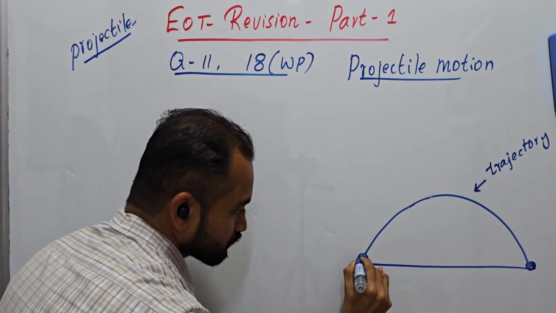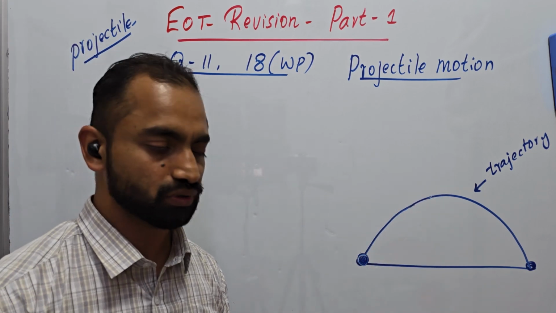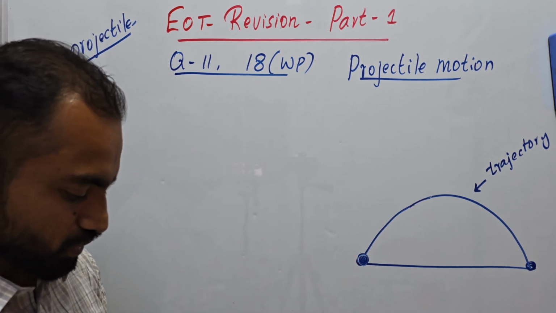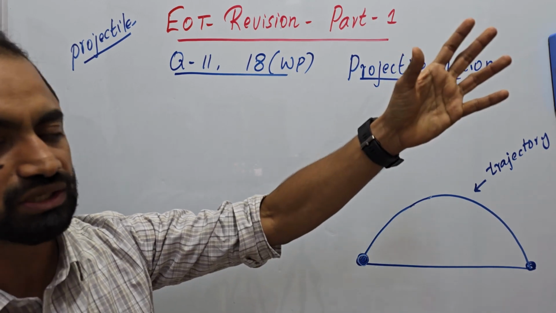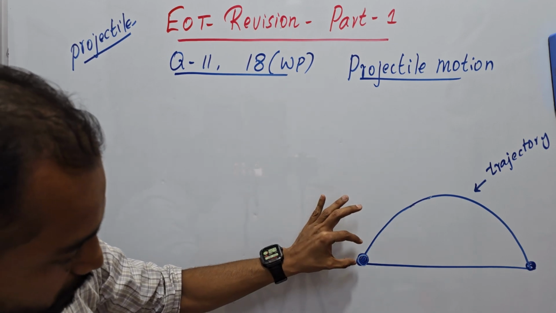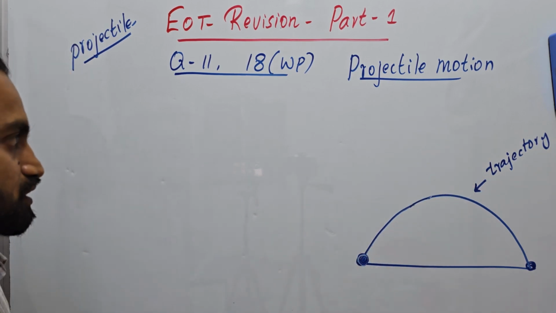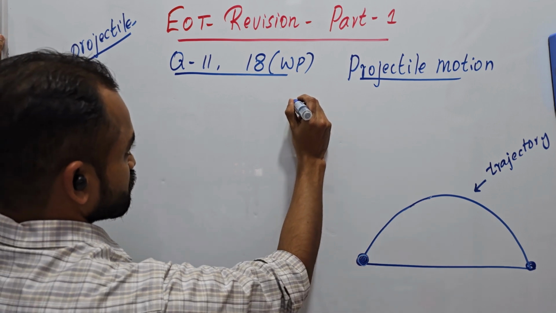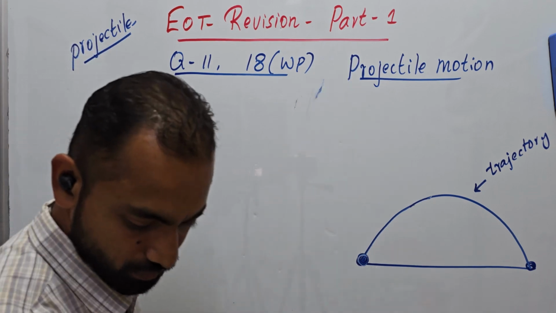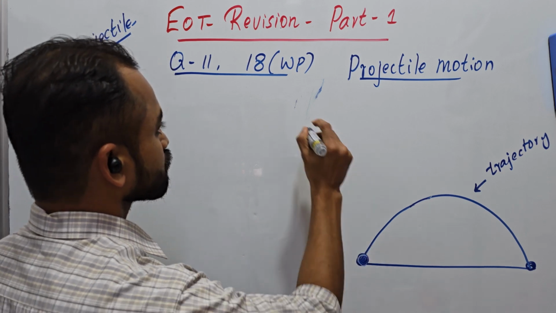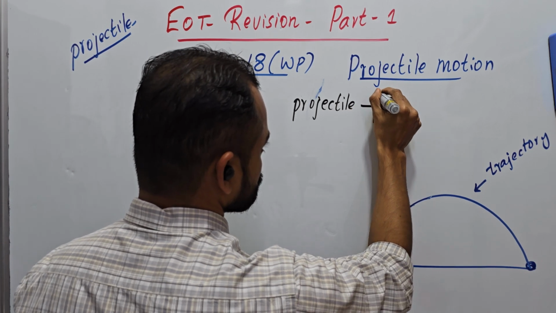Here you can see after the player kicked, the ball is in the air and there is only one force acting on the ball, that is the force of gravity. So a ball or any object that is thrown into the air, thrown means it has been given an initial velocity, and after that the only force acting on that object is the force of gravity, that is called a projectile. I will write here what a projectile is.